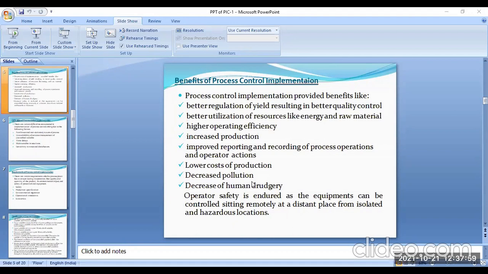And last, decrease the human drudgery. With different types of material and industries, we decrease the human dependency. Operator safety is ensured as the equipment is controlled from a setting in a remote place or a control room distant from isolated or hazardous locations. Okay, so these are basically the benefits of process control implementation.